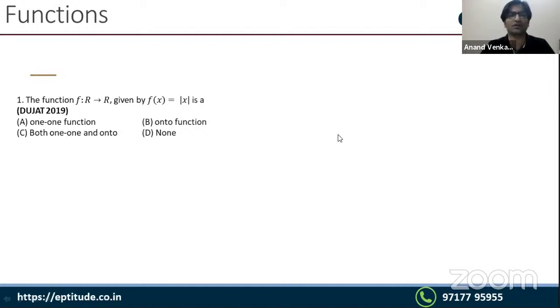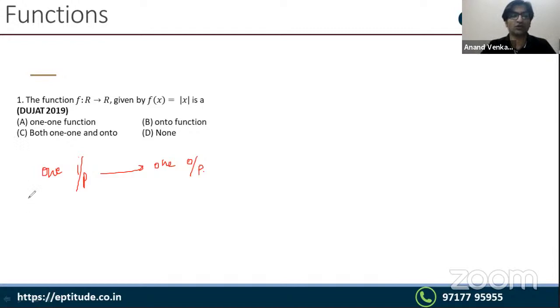f(x) is equal to mod of x, right? This is based on the properties of one-one and onto functions, right? So how do I get an answer to this? Is it a one-one function? Is it an onto function? Remember, one-one means one input, one output, right? I should have a basic understanding of one-one.